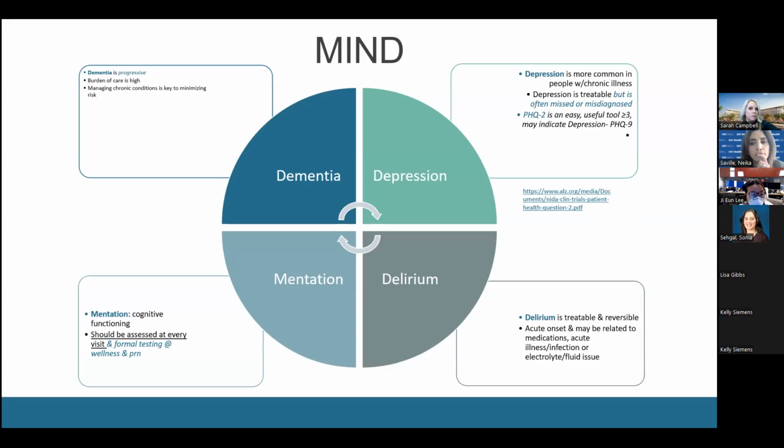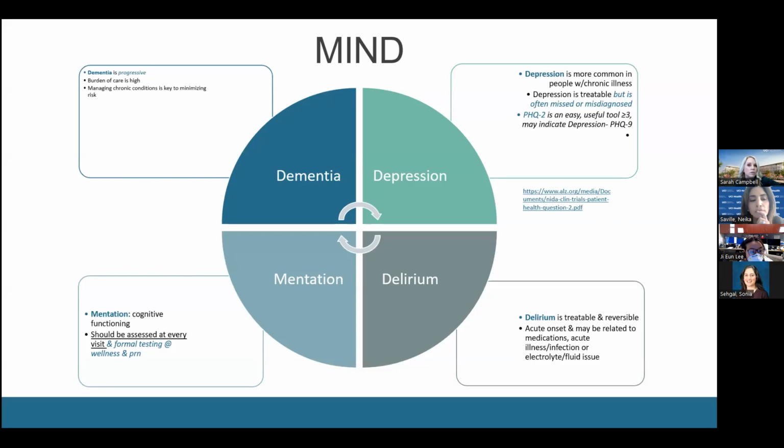We know that there are specific chronic diseases that can lead to increasing the risk of dementia. And then we also know that depression is more common with chronic diseases, especially in people who have 2 or more. So we need to make sure that we're formally screening for depression. And that's because depression is often underdiagnosed or misdiagnosed.